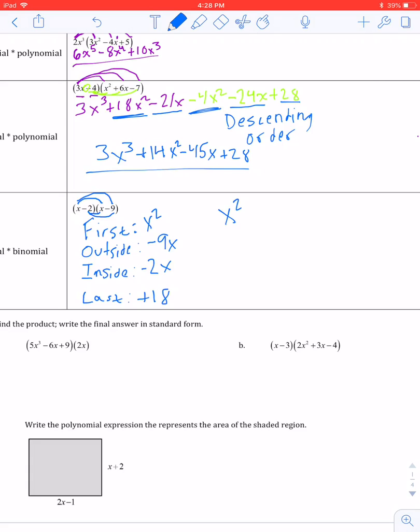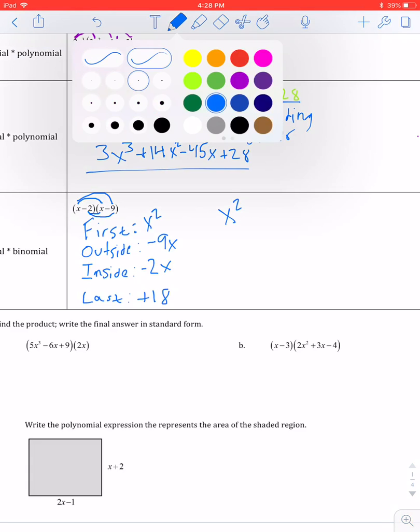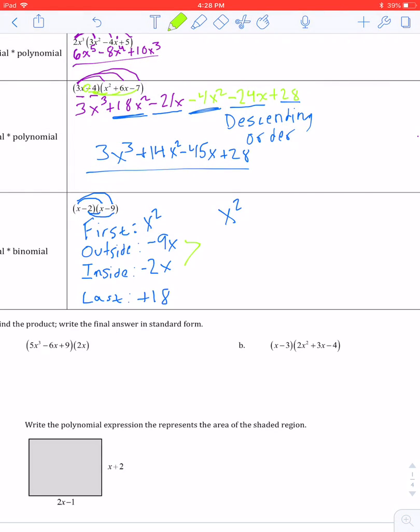After that, I see I have two terms that have x to the degree of 1. It's negative 9 and negative 2. I'm going to combine those like terms, which is going to give me negative 11x. Okay?